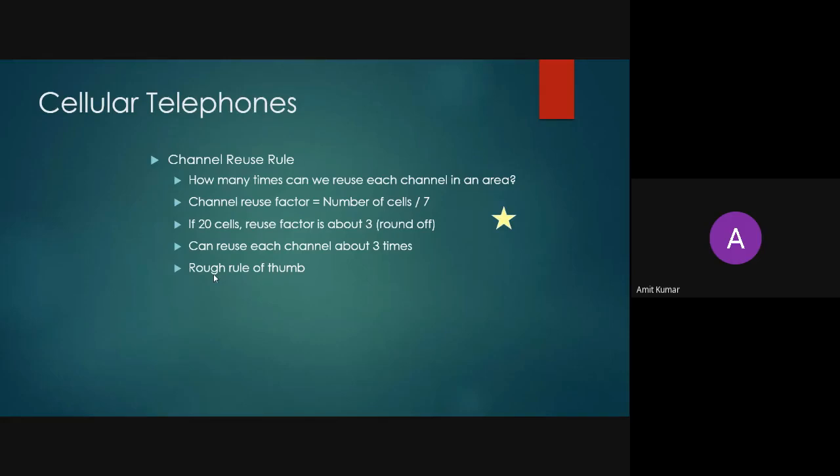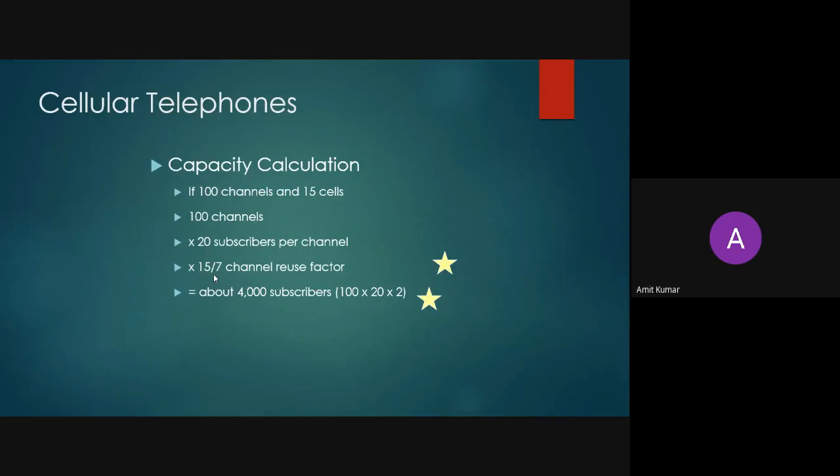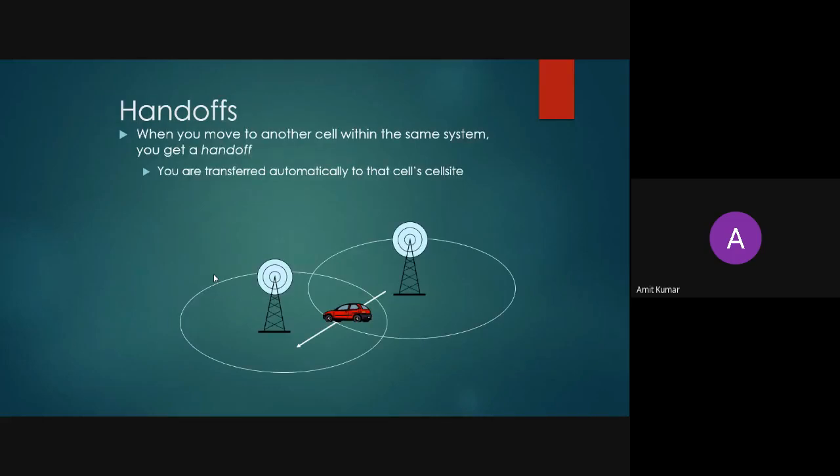Now we will see the capacity of a cellular telephone system. If 100 channels are there and we have 15 cells, every channel will have 20 subscribers per channel, and we have a reuse factor of 3. 15 divided by 7 is around 2 point something. So about 4,000 subscribers can be accommodated in these 100 channels. The calculation is 100 channels multiplied by subscribers multiplied by reuse factor. That will be the formula.